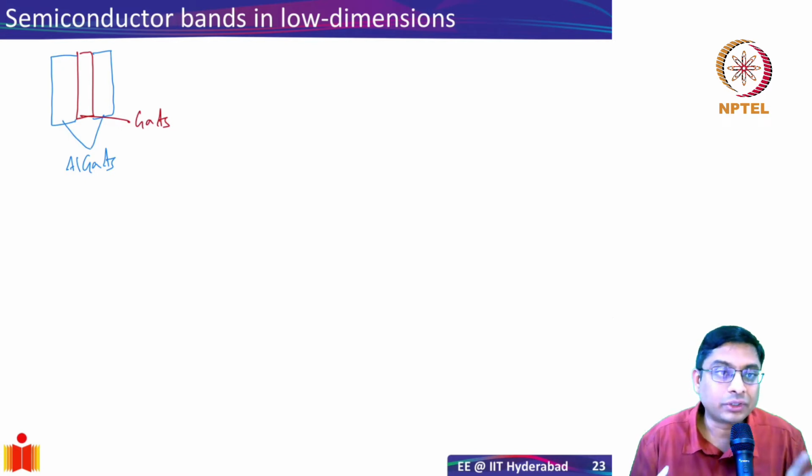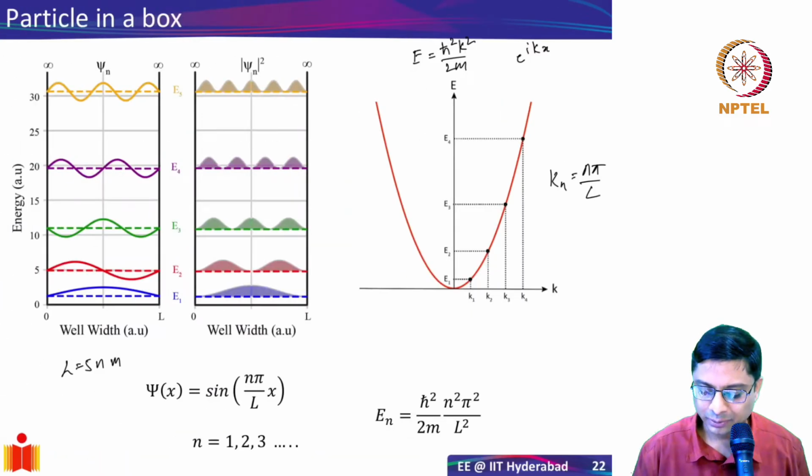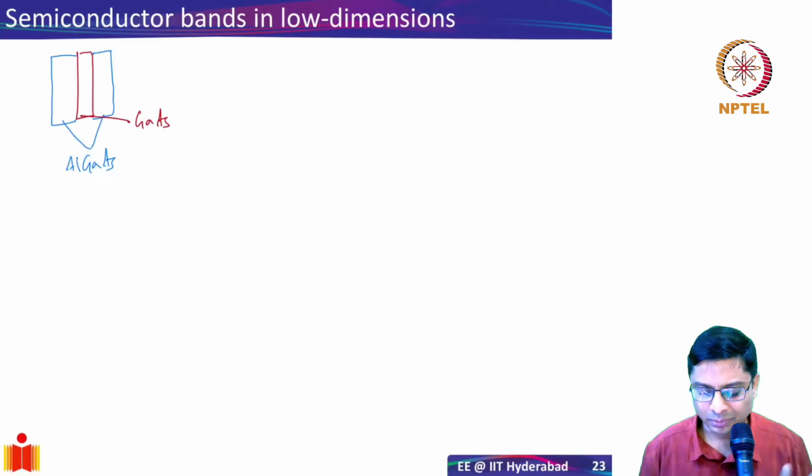So it's not an infinite potential well, it's a finite potential well now. In the previous case, we talked about infinite because we get neat solutions. But the similar analysis holds even for finite potential wells. And what is a potential well here?